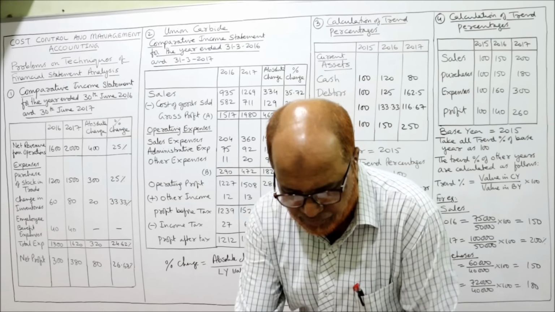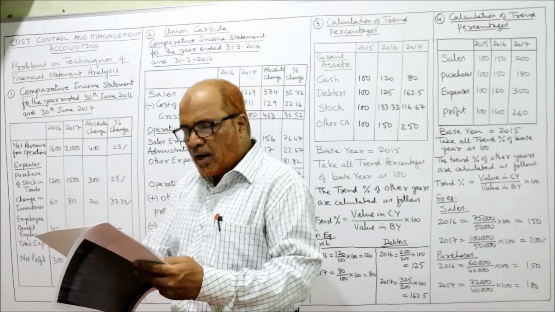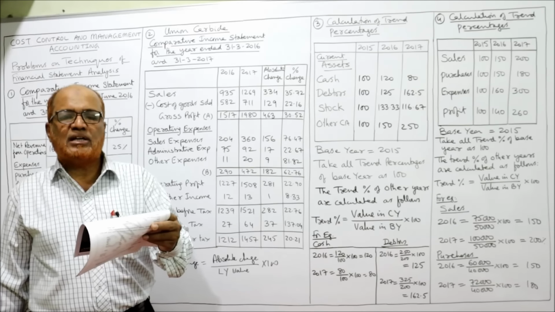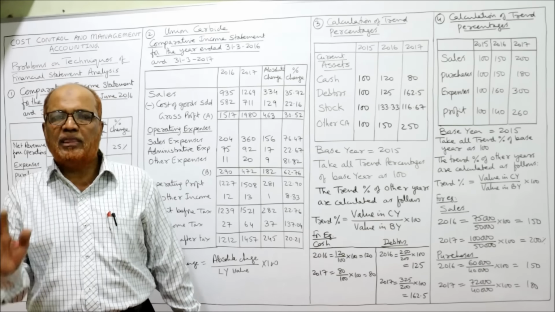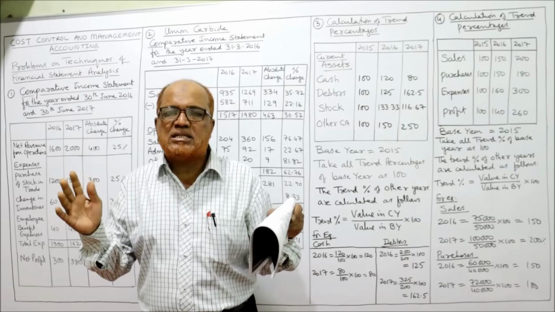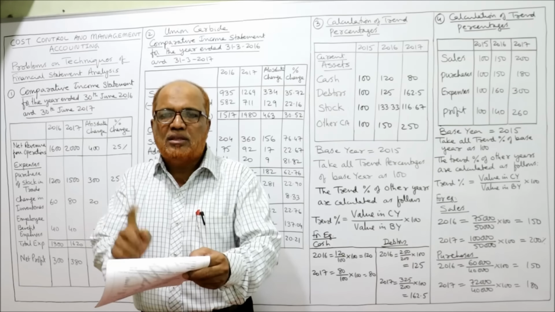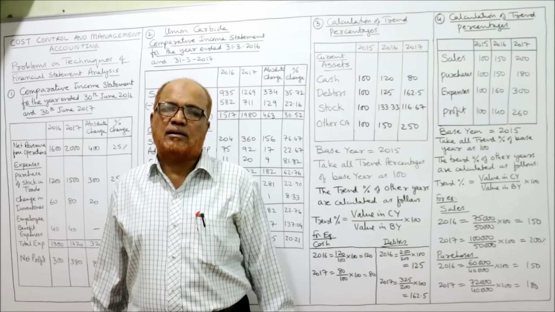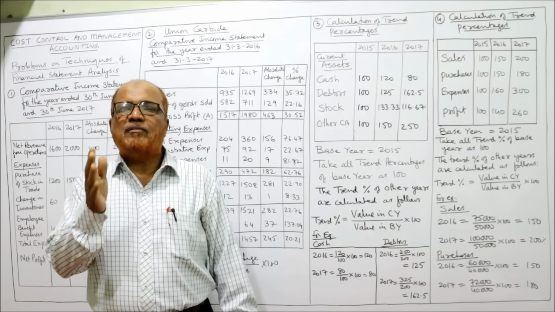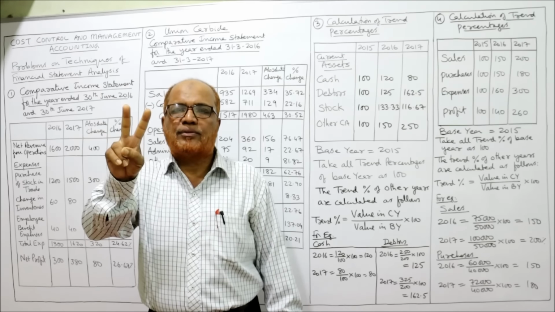Now come to problem number 3. You are required to calculate trend percentage to the following data, taking 2015 as the base year. Now remember, first two problems we have done on comparative income statement. This is the problem on trend percentage. So what is this technique? In comparative statement, we are comparing only 2 years.